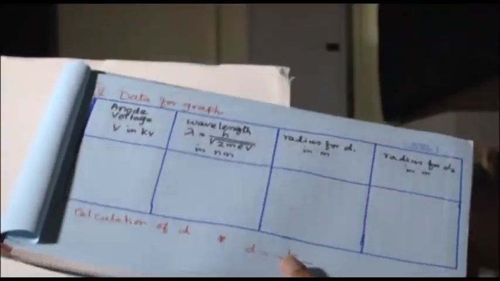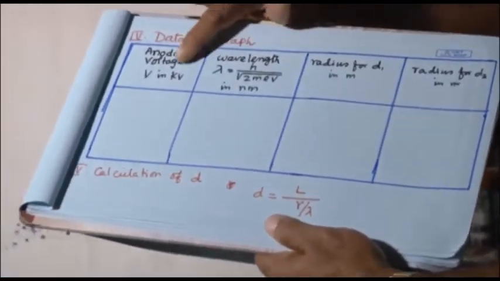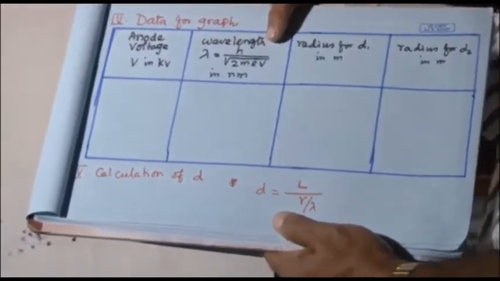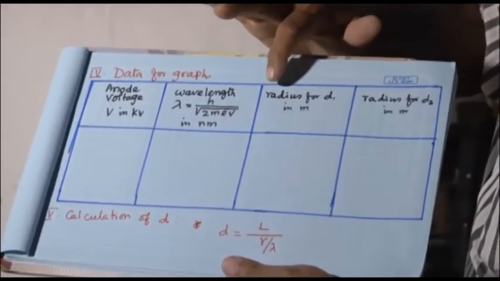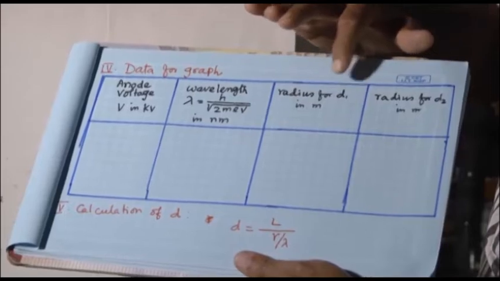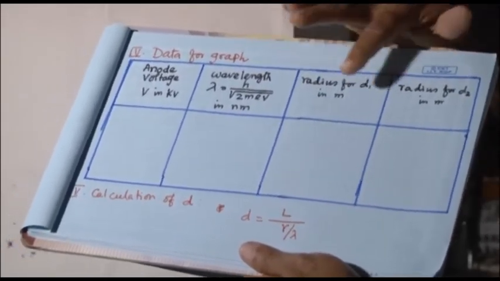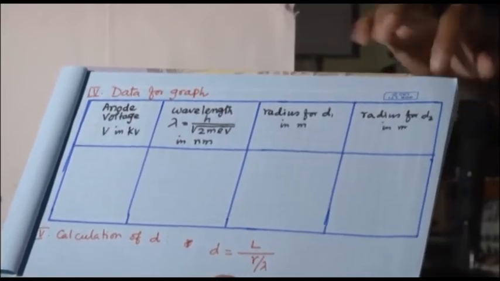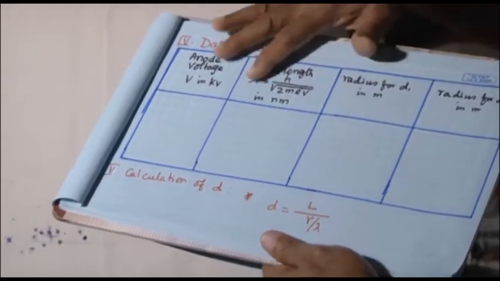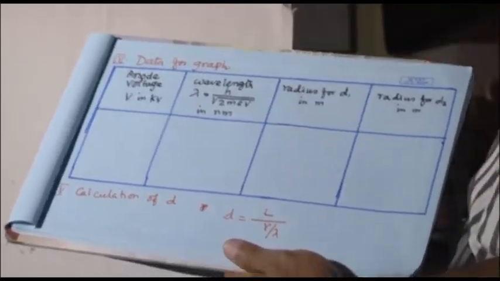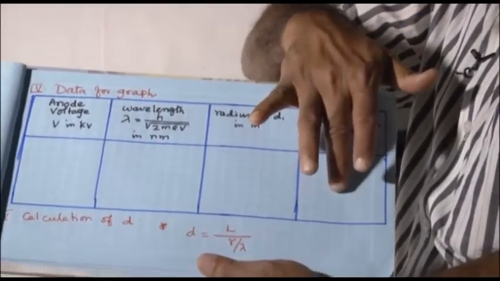Okay. So that means data for the graph: anode voltage in kilovolt. Corresponding wavelength you can calculate from this relation, say in nanometer, and radius for d1 in meter. From that table you will get this, and this is for d2, the second ring. So from here, basically lambda versus r1 and lambda versus r2, you can plot a graph.